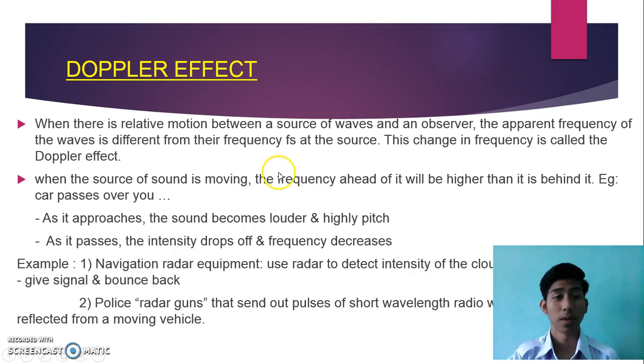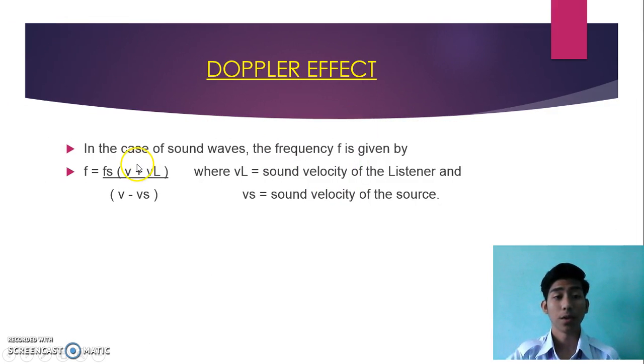Okay, next, Doppler effect. When there is relative motion between a source of waves and an observer, the apparent frequency of the wave is different from the source frequency. This change of frequency is called the Doppler effect. In the case of a sound wave, the frequency f is given by f equals fs times (v plus vl) divided by (v minus vs), where vl is the velocity of the listener and vs is the velocity of the source.